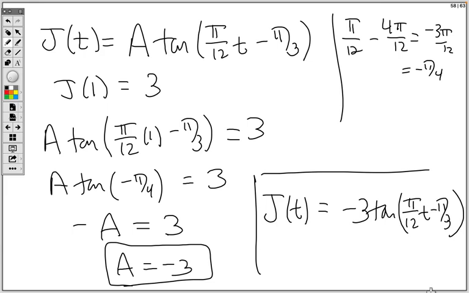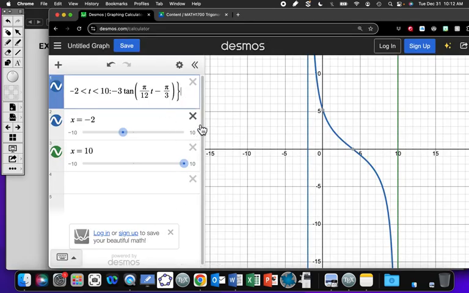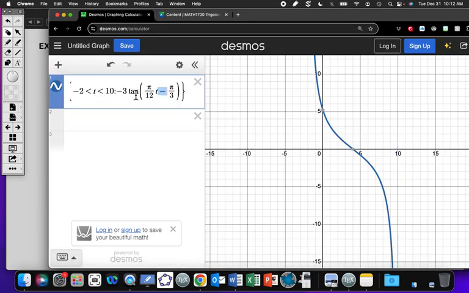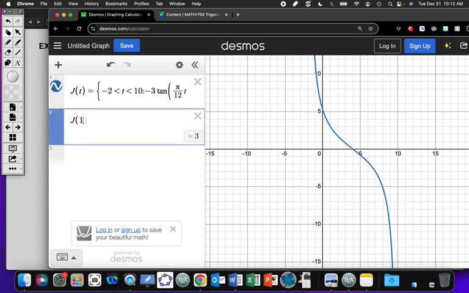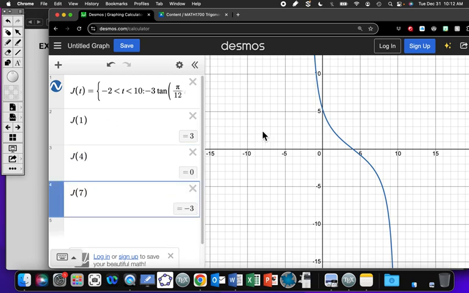We can check this answer by plugging in the values on the graph, making sure they all tie out, or we could just fire up Desmos here. Let's do that. -3 tangent of, here it is, it's already in here for us. So we can check j of 1, j of 4, j of 7, right? So everything's where it's supposed to be. Okay.